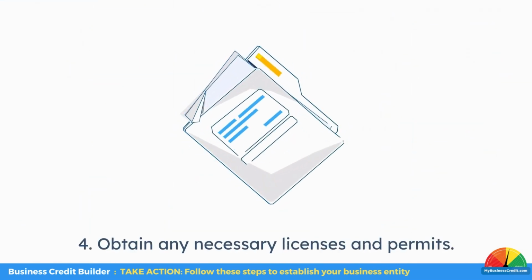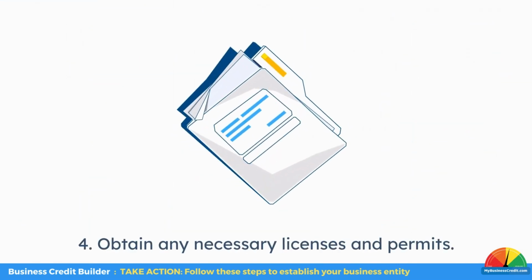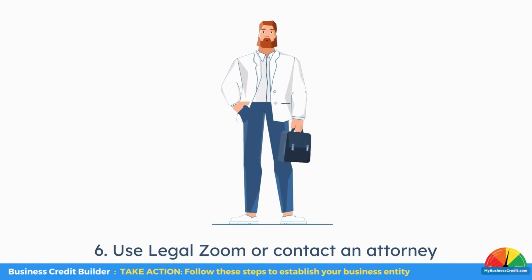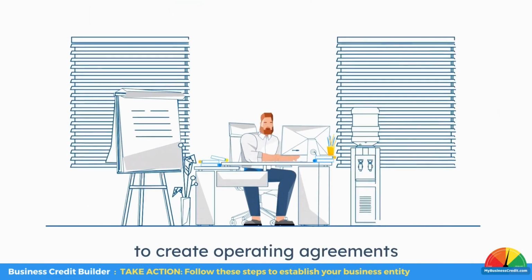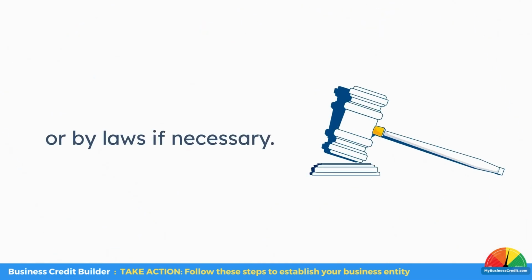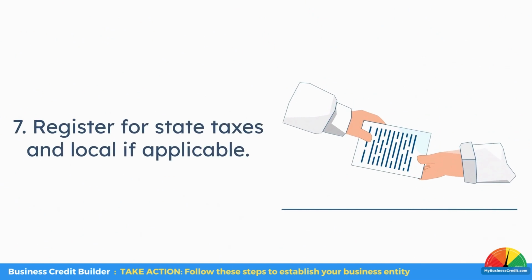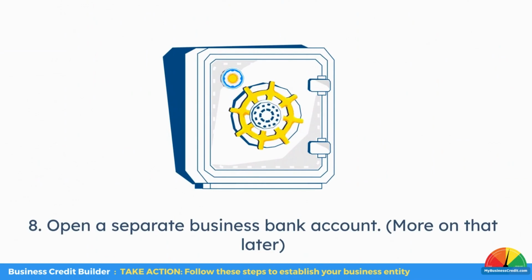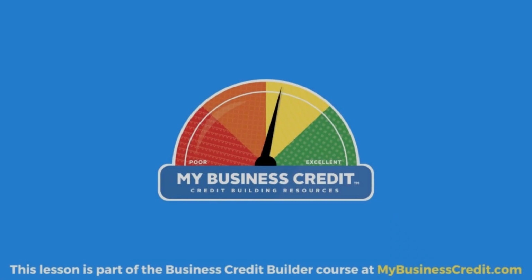4. Obtain any necessary licenses and permits. 5. Apply for an EIN from the IRS if applicable. 6. Use LegalZoom or contact an attorney to create operating agreements or bylaws if necessary. 7. Register for state and local taxes if applicable. 8. Open a separate business bank account. More on that later.